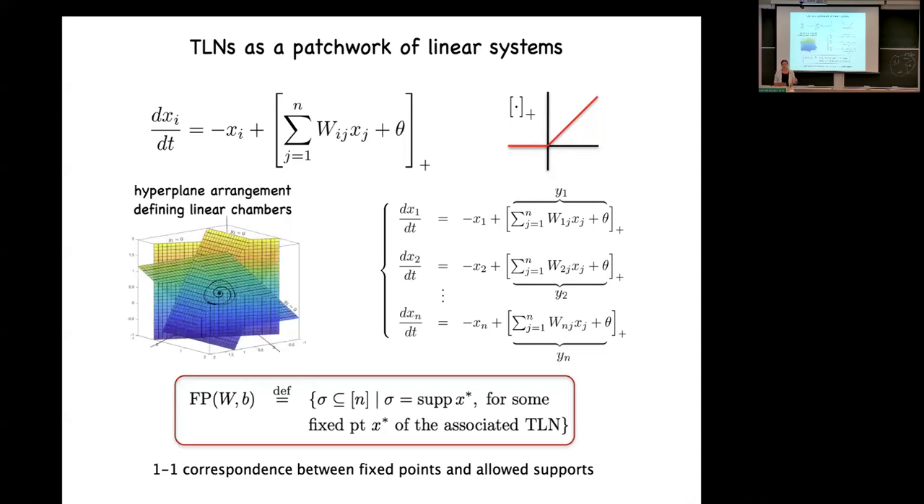Okay, so anyway, this is for a simple 3-cycle case. With 3 nodes, you'll have 3 hyperplanes. With n nodes, you have n hyperplanes in R^n, and you get this nice arrangement, and that arrangement contains in some sense a lot of the information about the network dynamics.